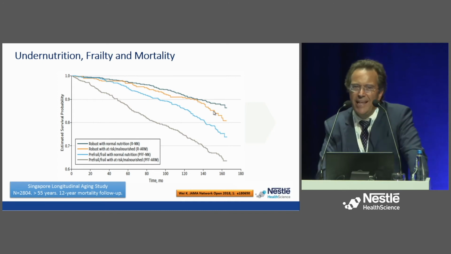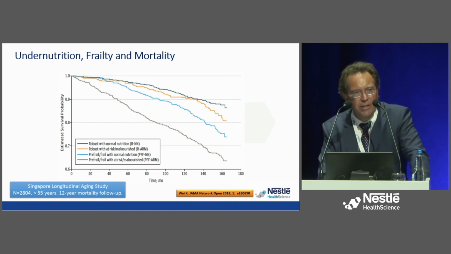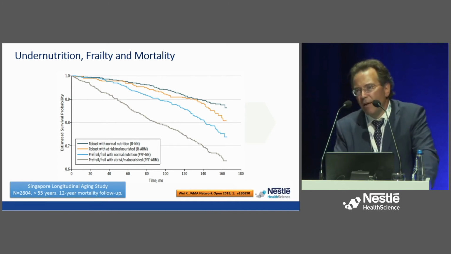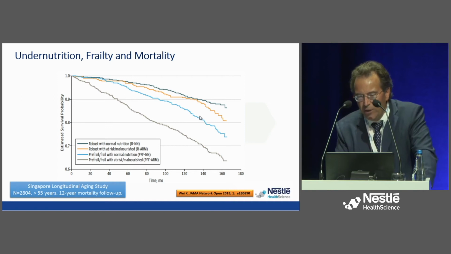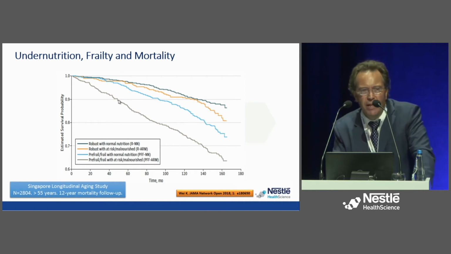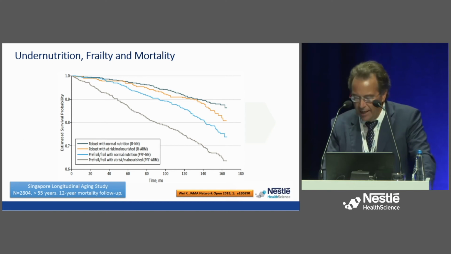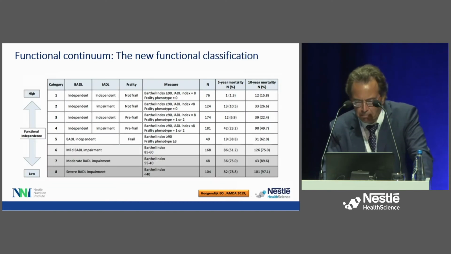But when we take only participants that are pre-frail or frail, the blue lines and the gray line, you can see clearly how they are separated. So participants that are frail or pre-frail and present undernutrition, the risk of frailty is much higher. So it seems that they have a synergistic effect.